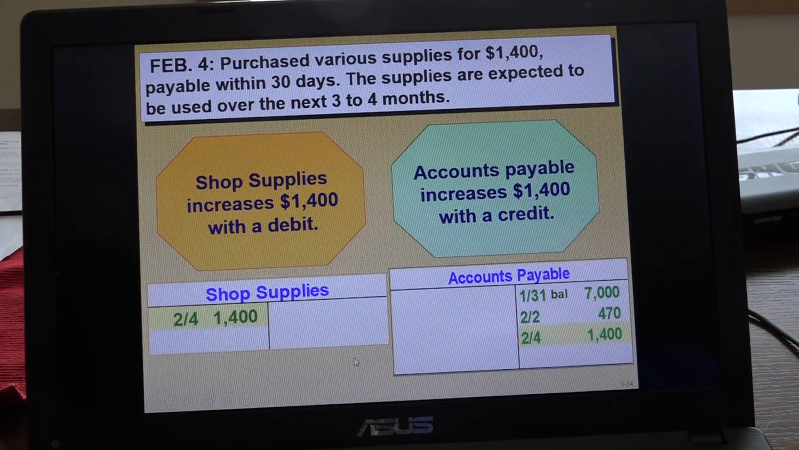Moving on. February 4th, we purchased various supplies for $1,400 payable within 30 days. The supplies are expected to be used over the next 3 to 4 months. That's kind of an irrelevant fact at this point, although it may become relevant when you use up the supplies. And so we increase an account by debiting shop supplies. We have to create that account since it doesn't exist till now. We debit that account to increase it, and then we credit accounts payable for the $1,400.